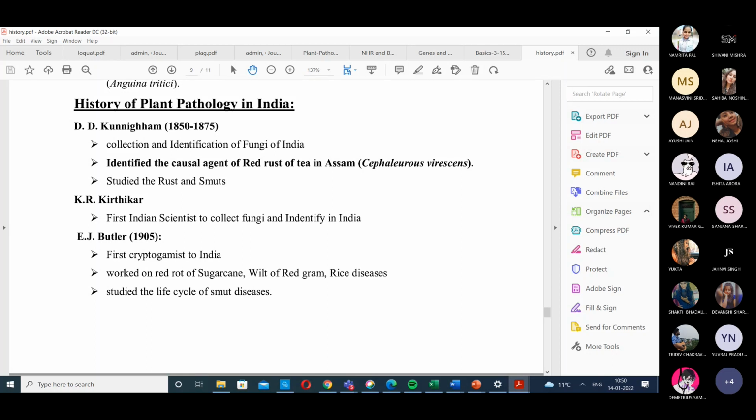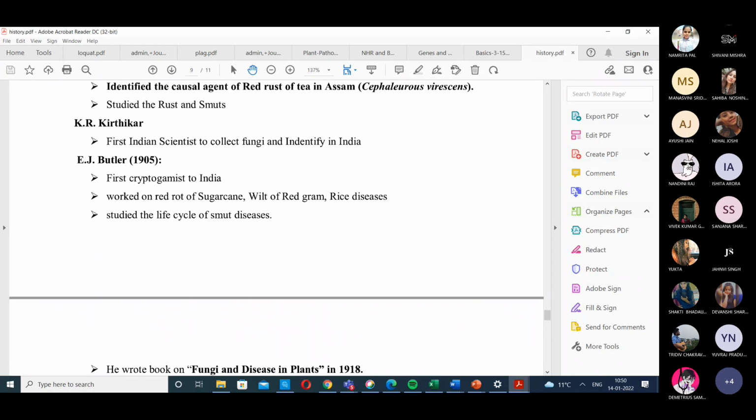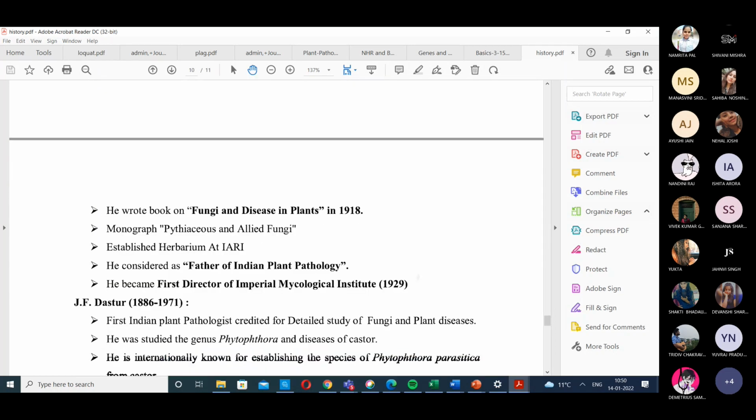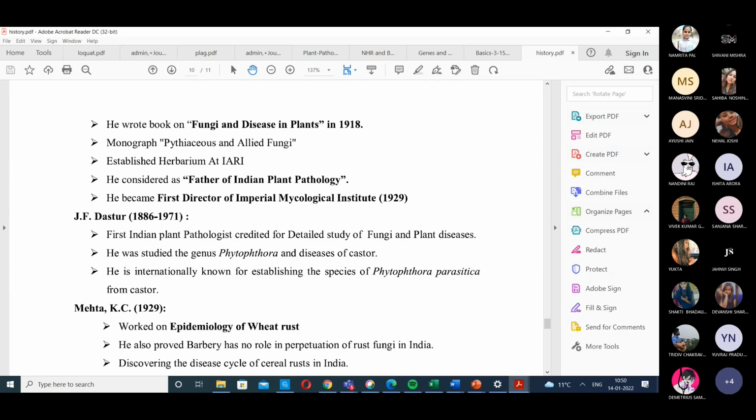Then we have E.J. Butler. He was the first cryptogamist to India. He worked on red rot of sugarcane, wilt of red gram, rice diseases, and he also studied the life cycle of smut diseases. He wrote books on fungi and diseases in plants in 1980, and he established a herbarium at the Indian Agriculture Research Institute. He is also considered the father of Indian plant pathology, and he became the first director of the Imperial Mycological Institute in 1929 in India, right?